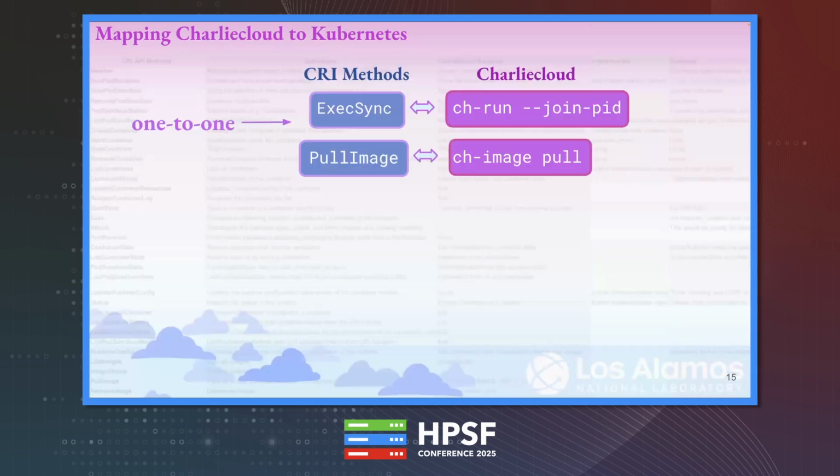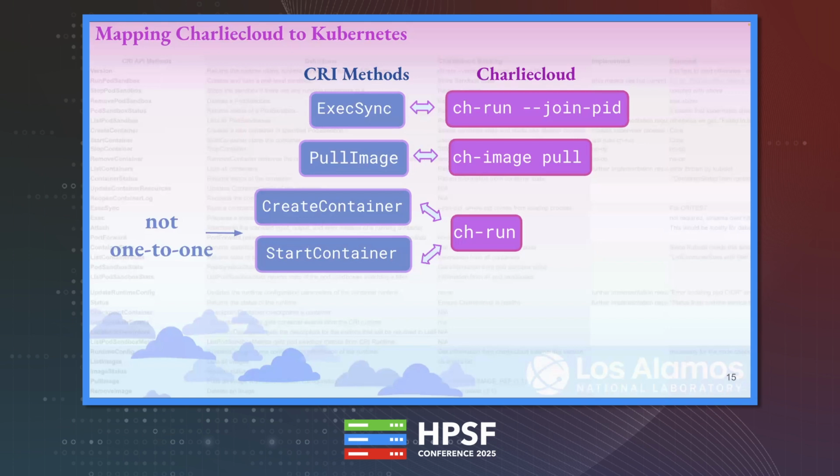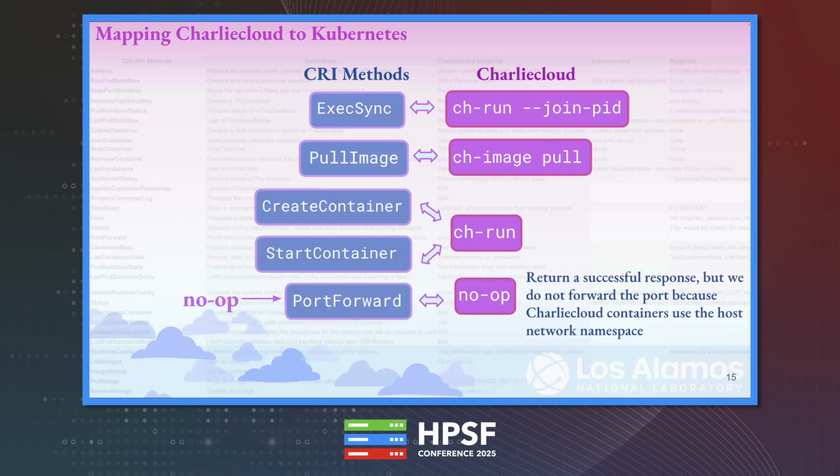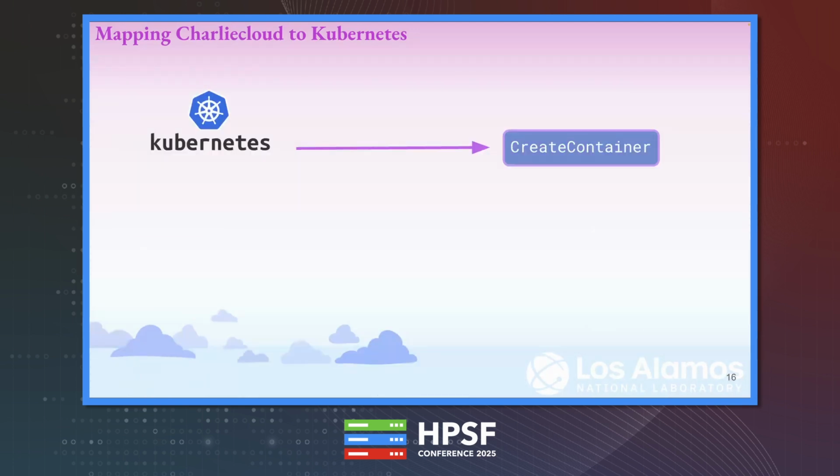So, for example, there were some methods that were easy to implement. They are just one-to-one, such as the pull image method maps directly to image pull. However, other methods were not one-to-one. For example, create container and start container are both done by ch-run in CharliecLoud. So we had to figure out how to do that. And the port forward is a no-op, and we just return a successful response because we don't need to forward the port in CharliecLoud because the containers use the host network namespace.